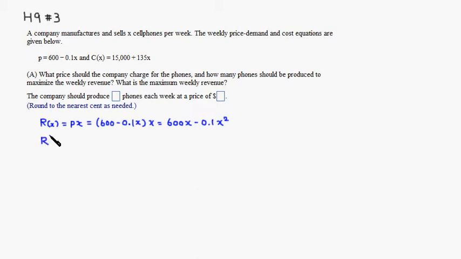So R prime of x is equal to the derivative of 600x, which is 600, and the derivative of 0.1x squared would be negative 0.2x. And set that equal to zero. So we have to solve. I'm going to subtract 600 from both sides, so you get negative 0.2x is equal to negative 600. Then you can divide both sides by negative 0.2. The negatives cancel out, so x is equal to 3,000.